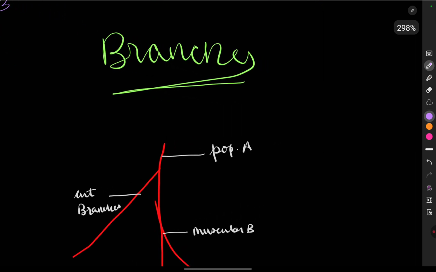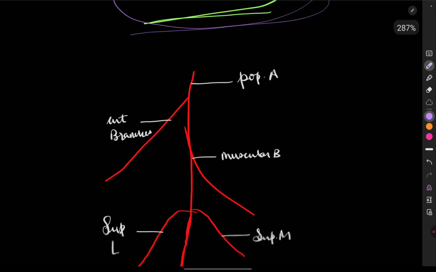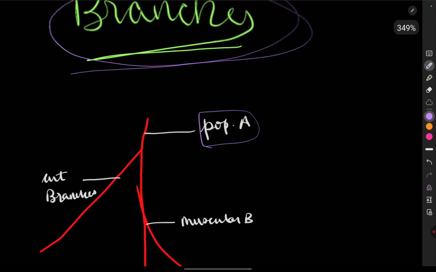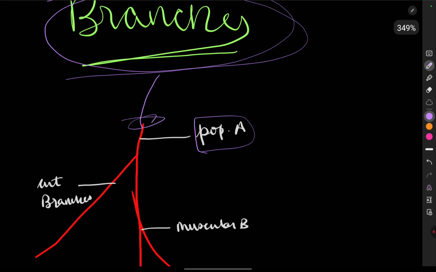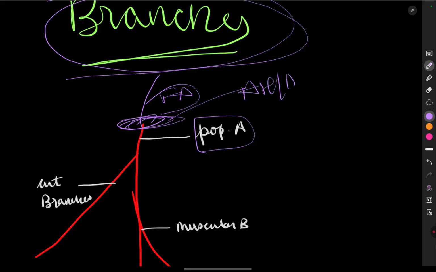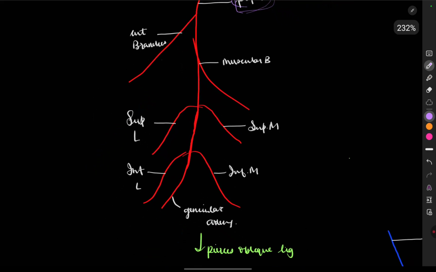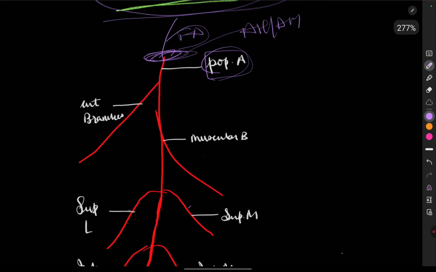So we are going to see the branches of the popliteal artery. What are the branches of the popliteal artery? So see, this is the popliteal artery. It is a continuation of which artery? The femoral artery, at the adductor hiatus of the adductor magnus, okay. So this is the popliteal artery. It gives off 7 branches, actually.